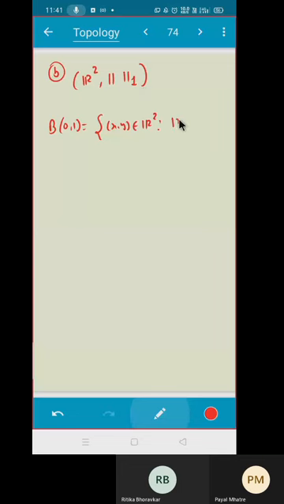Do you agree? Because what is that norm? That is summation of mod xi. Norm 1 क्या होता है? Summation of mod xi. Xi, that means each of the coordinate. Here I'm having x and y. So this will be mod x plus mod y. Can you draw the graph of this set?